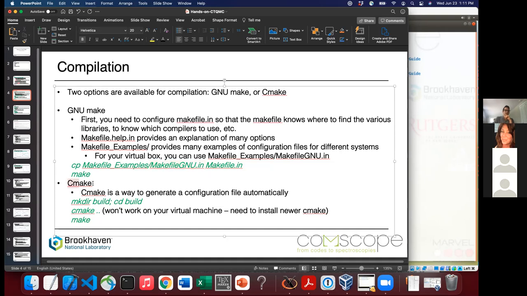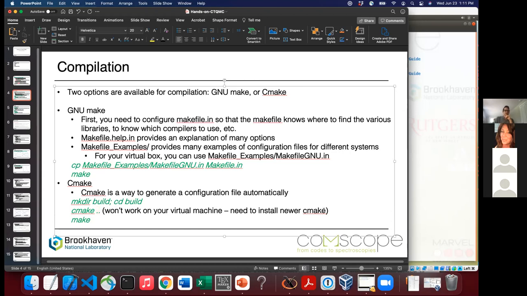Alternatively, there's CMake, which is a way to build configuration files and makefiles automatically. So you can just make a build directory and run cmake, and you just have to tell it where CMakeLists is, which is in that base directory. And then it'll run and find all the configurations you need, hopefully.